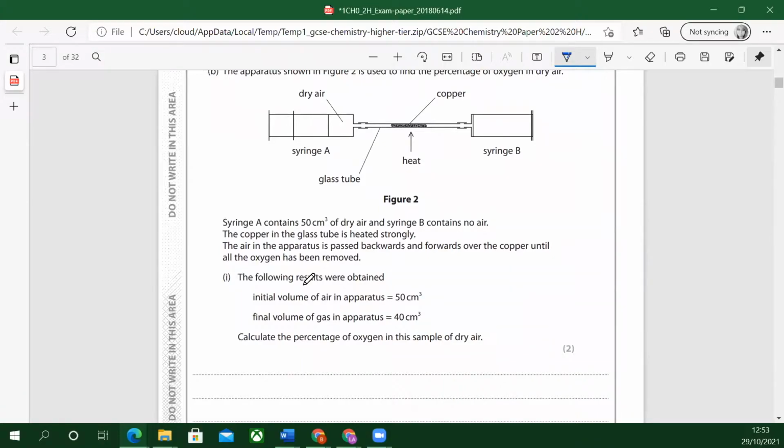Initial volume of air in apparatus, 50 centimeters cubed. We were told that in the first syringe. Final volume of gas in apparatus, 40 centimeters cubed. Calculate the percentage of oxygen in this sample of dry air. Percentage, so that's an important thing. It's not a mass, this is a percentage. Let's underline that percentage. Some people might start answering it, but not reading the question, not taking account of percentage. So the volume of gas is nice and easy, wasn't it? Start at 50 and end at 40, so it's just 10, isn't it?